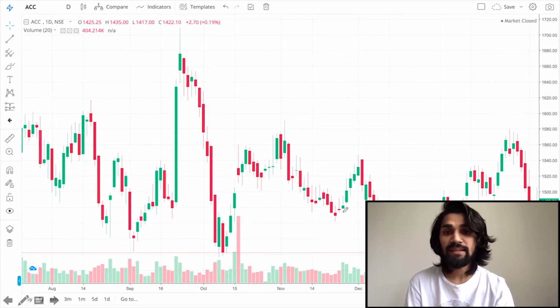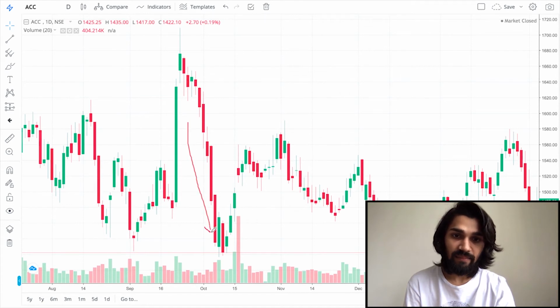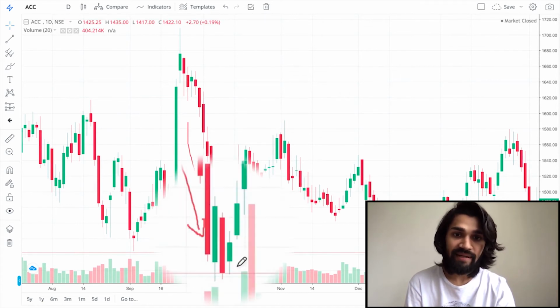I will show you an example. This is a chart of ACC. If you can see, there is a bullish harami being formed here. So you can see there is a clear downtrend and a bullish harami is formed.